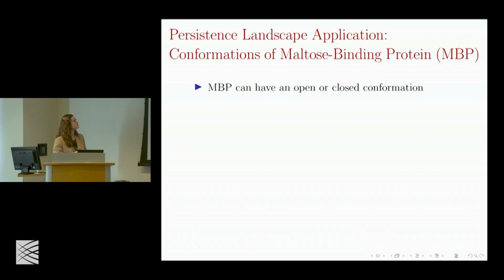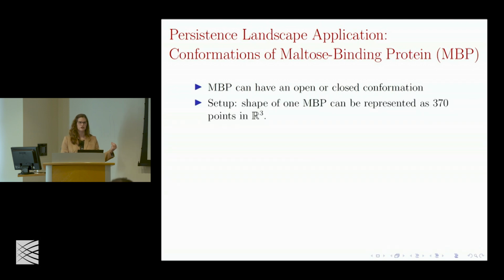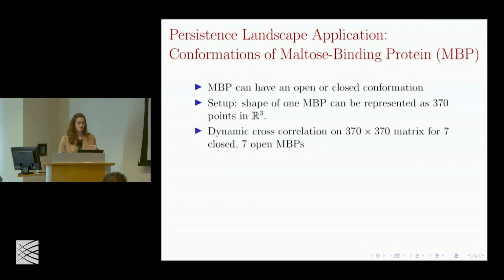The example I'm using for this is conformations of the maltose binding protein in E. coli. A protein can have either an open or a closed conformation. That closed conformation tends to be much more stable than the open conformation, which means if there is ligand binding, it's more likely to hold onto it and transport it properly to its destination. One protein can be represented as 370 points in R3, and that ends up being the input for a dynamic cross-correlation matrix, and that's what you end up inputting into the persistent homology filtration.